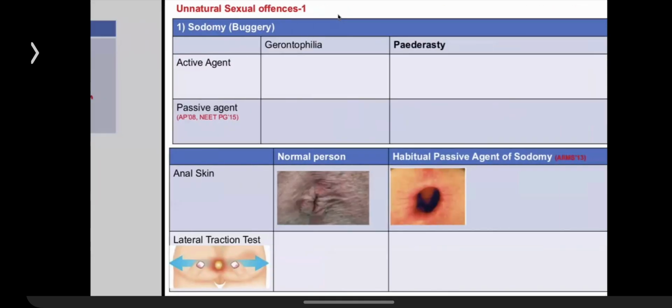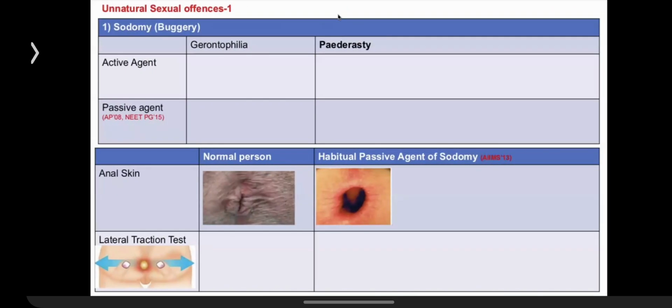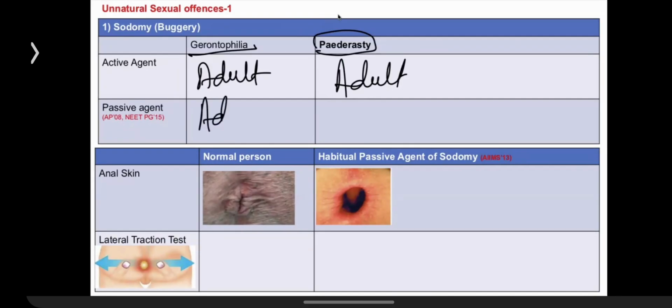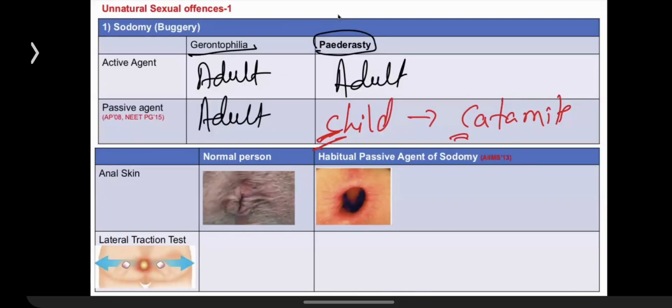Okay. Unnatural sex. Gerontophilia is sodomy with an adult, pederasty is sodomy with a child. So the active agent is an adult in both cases. The passive agent is an adult in gerontophilia, but a child in pederasty. This passive agent, the child in pederasty, is called catamite. So C for child, C for catamite.